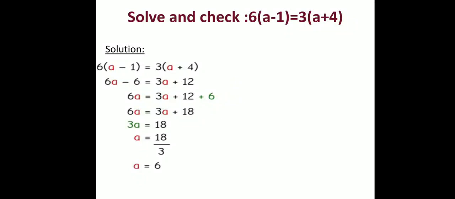Now 6a minus 3a is equal to 18. Hence 3a is equal to 18. a is equal to 18 divided by 3. So a is equal to 6.